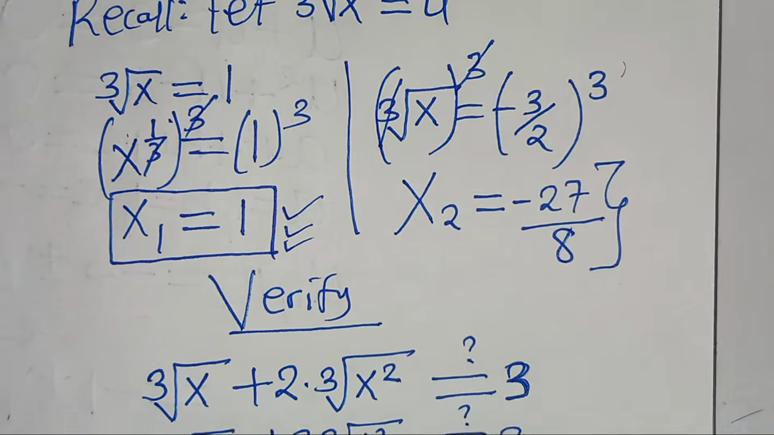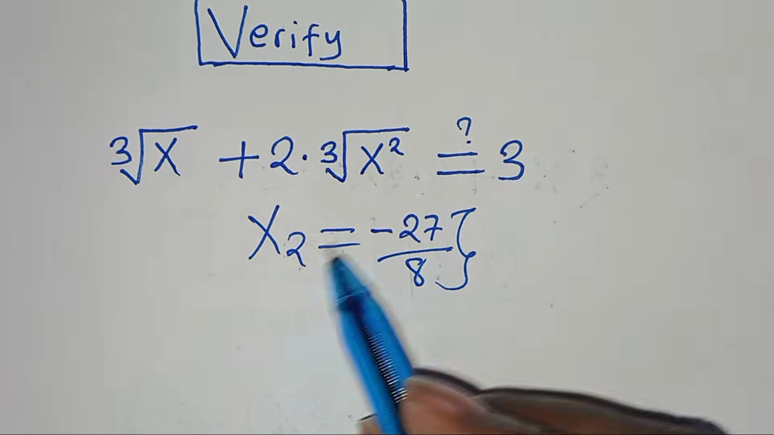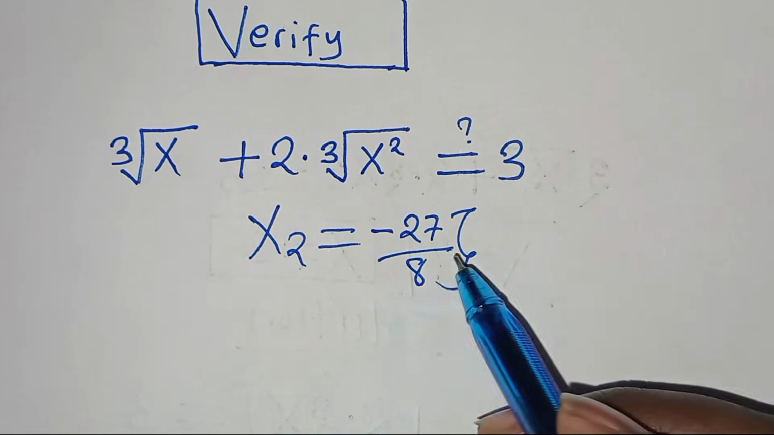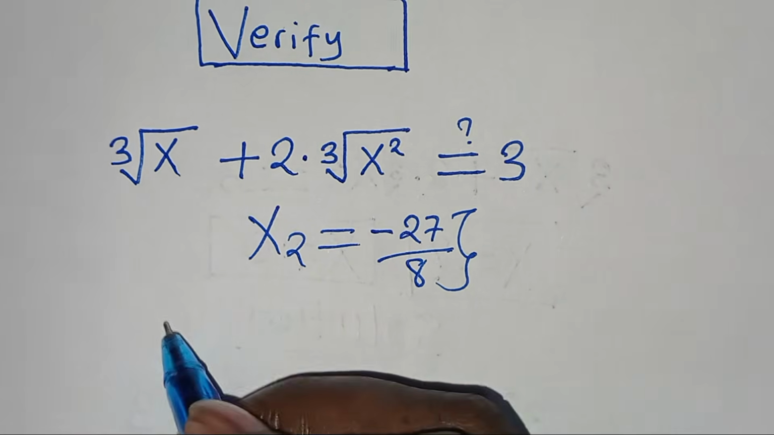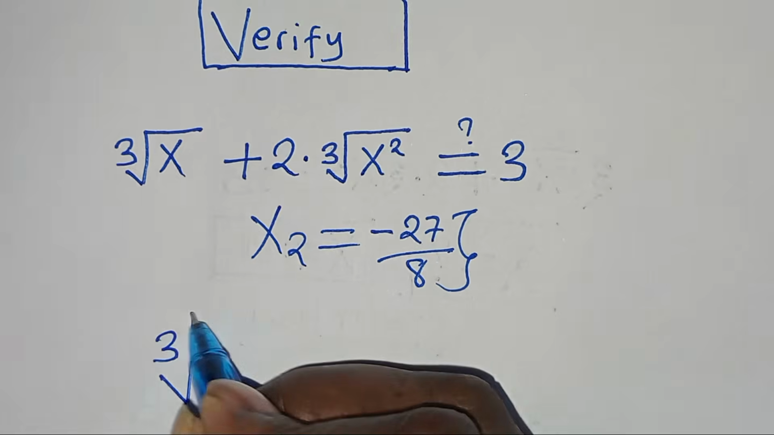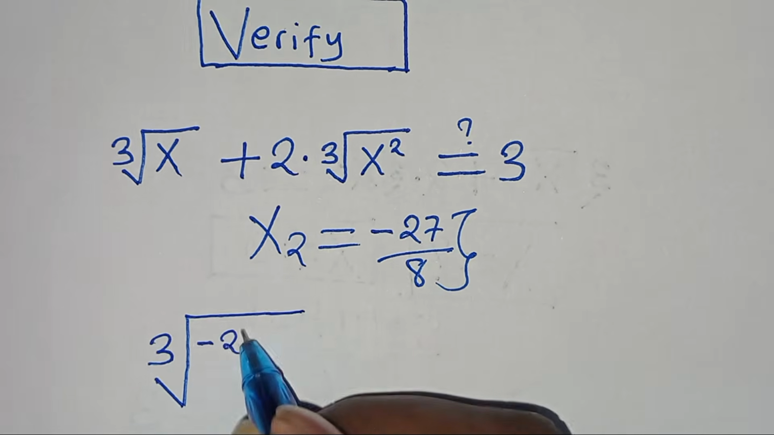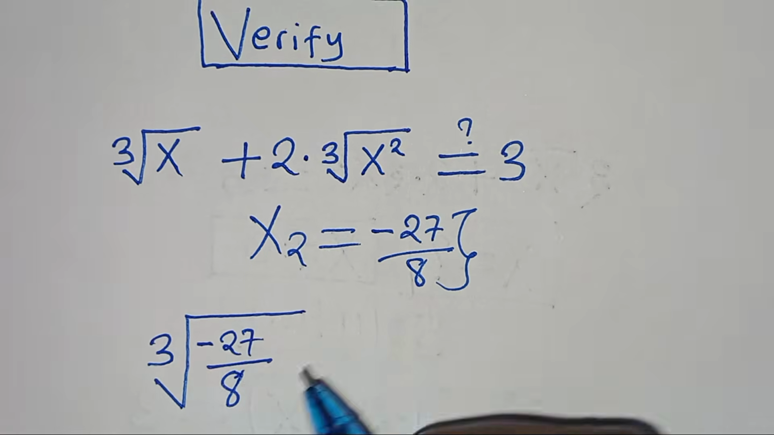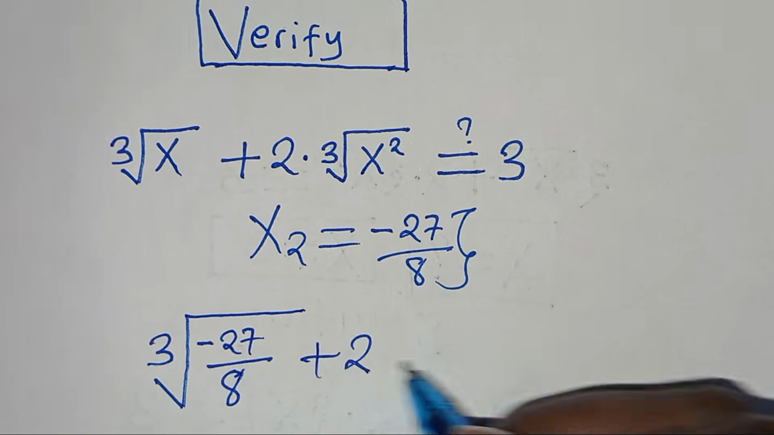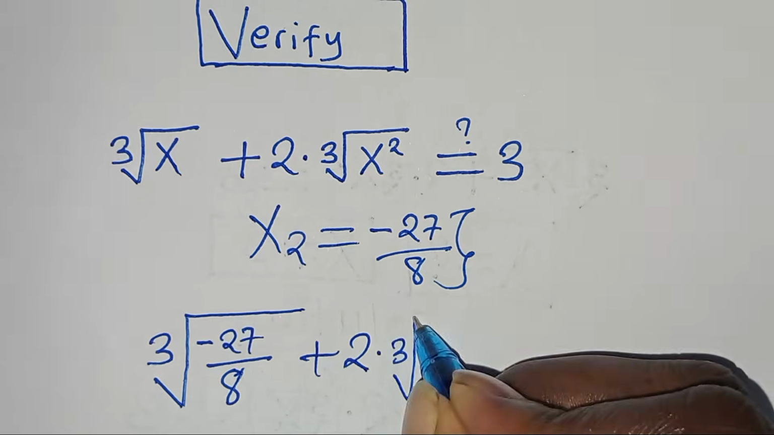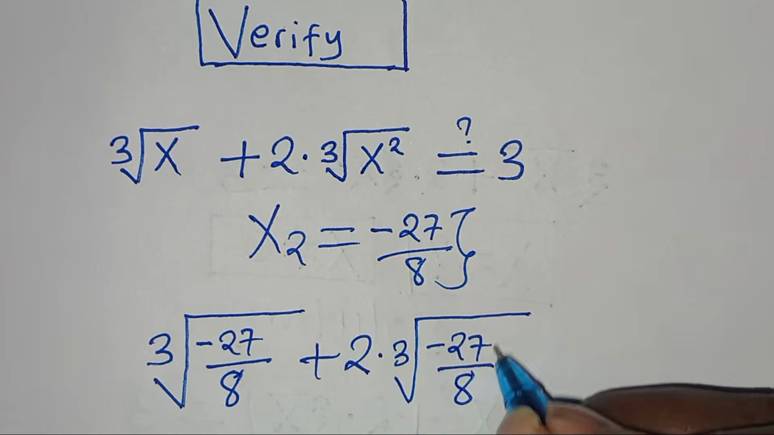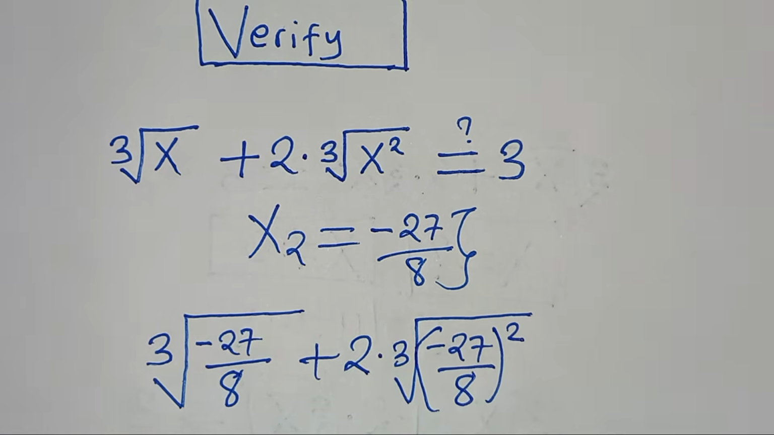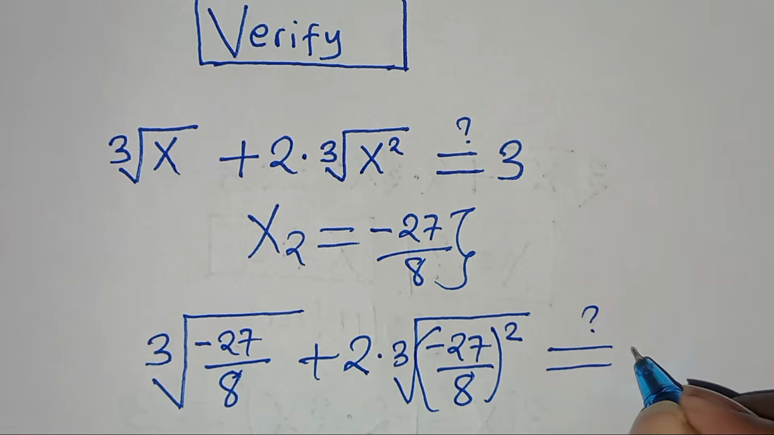So let's check x2, which is minus 27 over 8. Now let's check if x2, which is minus 27 over 8, satisfies the equation. Substituting this into the equation here, we have the cube root of minus 27 over 8, then plus 2, multiplied by the cube root of minus 27 over 8 raised to the power of 2. This is supposed to give us a value of 3.